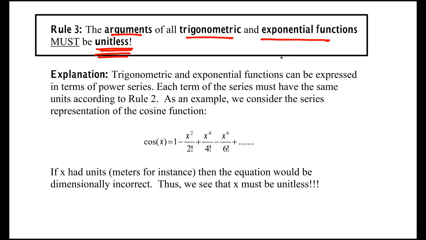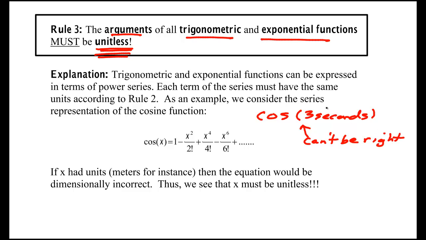Now, why is that? If you take the cosine of something, say the cosine of 3 seconds, that can't be right. I don't know what you did in the math to get down to here, but you must have messed up somewhere. You can't end up with an angle that's in seconds. I don't care if you had something like this.